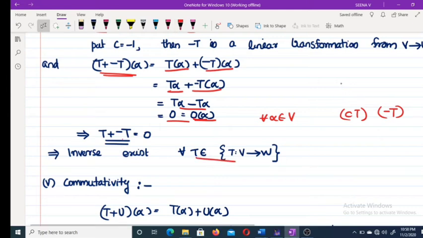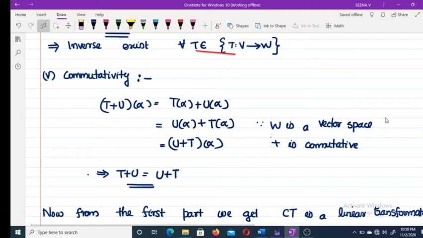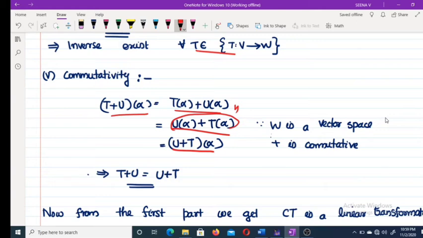Now commutativity under addition. (T + U)(alpha) equals T(alpha) + U(alpha), which is equal to U(alpha) + T(alpha), and which is equal to (U + T)(alpha). Because W is a vector space, addition is commutative, therefore you can write it like this. This is true for every alpha belongs to V. This implies T + U equals U + T.